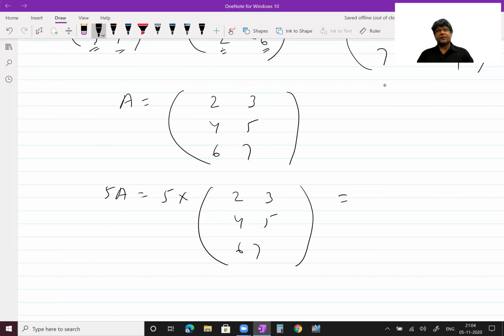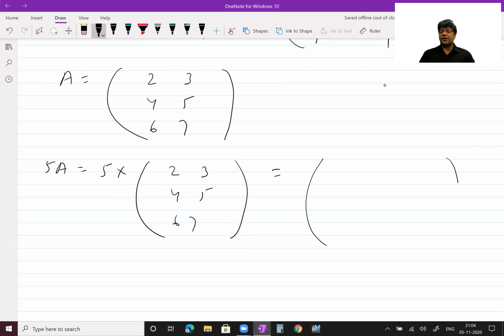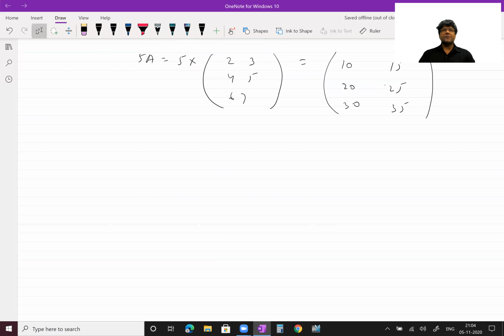So if I want to take this 5 inside, that means I multiply this matrix by 5. Each and every element of the matrix will be multiplied by that number. So it will be 5 twos are 10, 5 threes are 15, 5 fours are 20, 5 fives are 25, 5 sixes are 30, 5 sevens are 35, and that's all. So this is multiplication of a matrix by any scalar number. Now the main important thing is multiplication of two matrices.